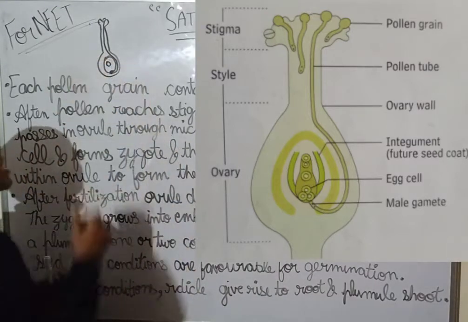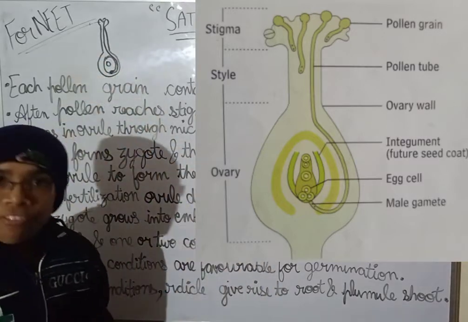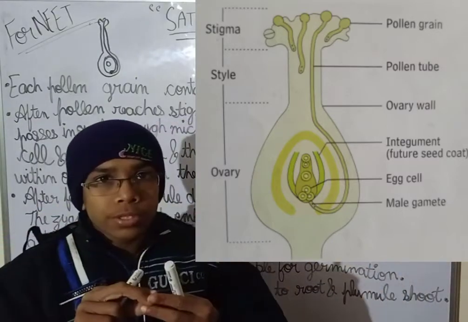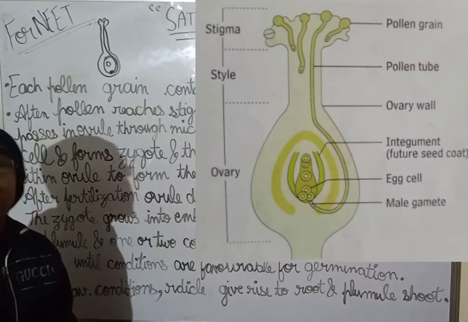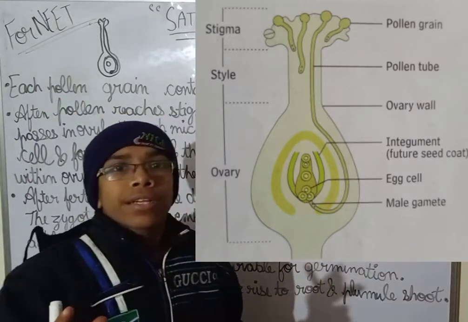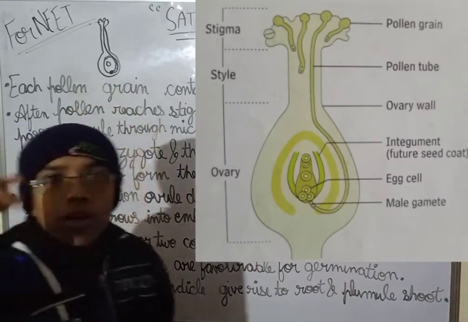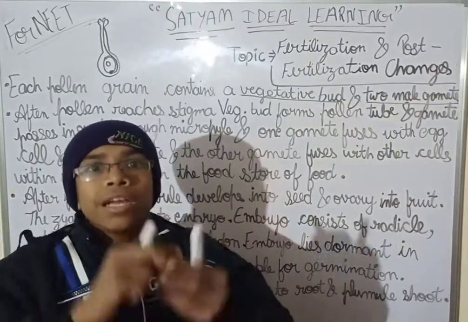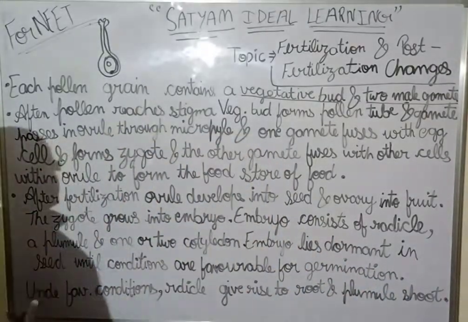Like this is the egg cell, and the male gamete will fuse with the egg cell, which is the female gamete inside the ovule. Then when they both fuse, the zygote will form, and this is known as fertilization, guys. The fusion of the male gamete and the female gamete, the egg cell, forms the zygote, and this is known as fertilization.